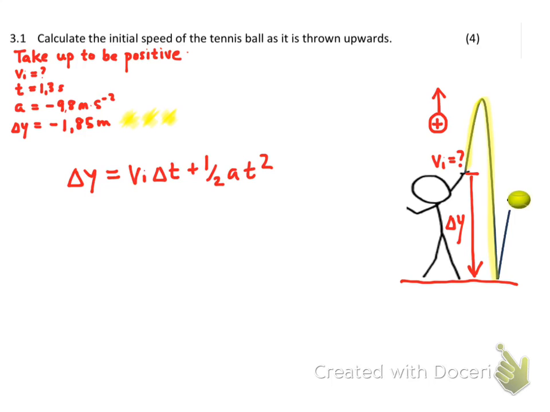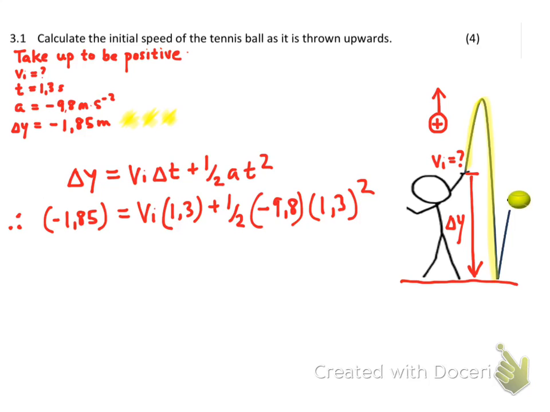Alright, let's pull out the formula. Delta y is VI delta t plus a half a t squared. That's in your data book, so don't get it wrong. Make sure you copy it down correctly. And then we substitute. Our delta y is minus 1.85. Once again, just to highlight that, it's really important that you get the negative sign in there because the displacement is downwards. VI is what we're looking for. Delta t is 1.3. A is minus 9.8, and our t there is 1.3 squared. And if we solve for VI, it's 4.95 meters per second. And remember that the question asks for speed, so we don't have to indicate a direction.